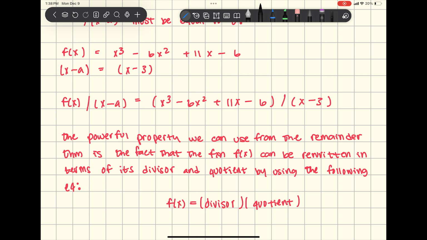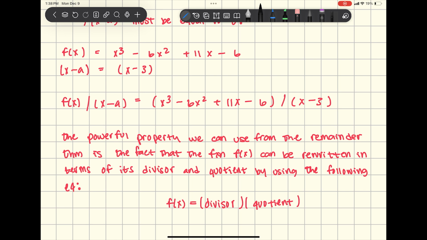Now again, we can only use this if the remainder theorem holds true. So we'll use the remainder theorem on our example. We'll divide f of x by the factor in question, which is x minus 3. If it is equal to 0, then not only have we shown that x minus 3 is a true factor of f of x, but we'll be able to rewrite our polynomial function f of x in terms of its divisor and its quotient. Right, so let's jump right in.